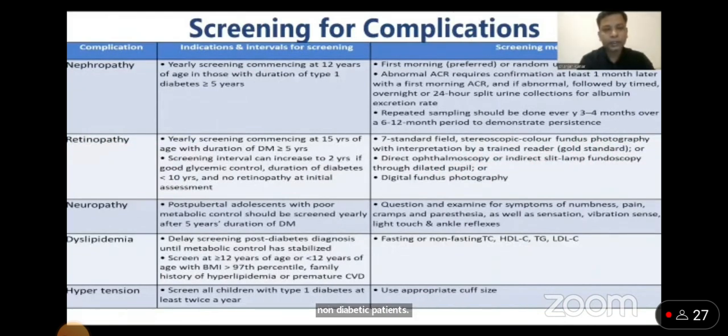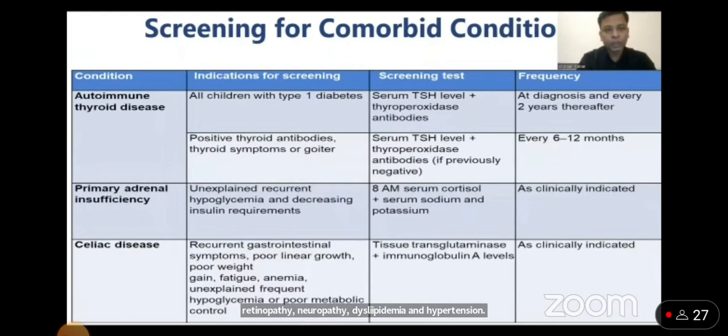This slide summarizes the screening for different complications of diabetes: nephropathy, retinopathy, neuropathy, dyslipidemia, and hypertension. We discussed these already. Now coming to some comorbid conditions present in diabetes.